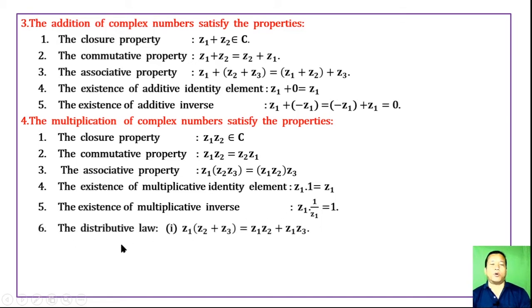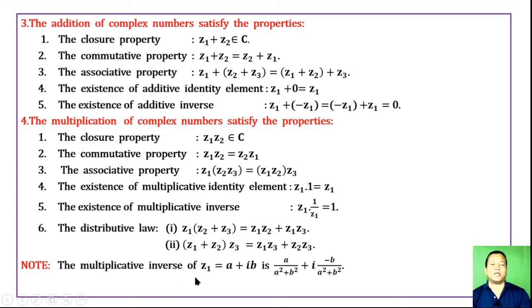The distributive law. 1. Z1 times z2 plus z3 is equal to z1 into z2 plus z1 into z3. 2. Z1 plus Z2 times Z3 is equal to Z1 Z3 plus Z2 Z3.